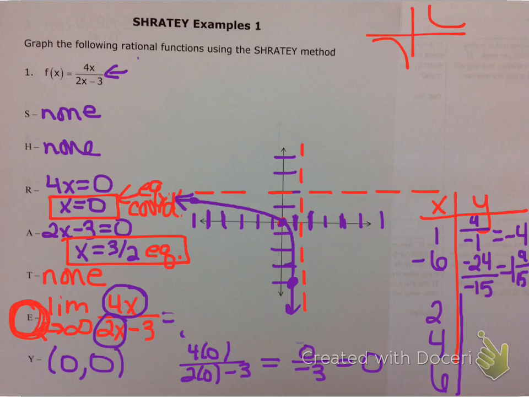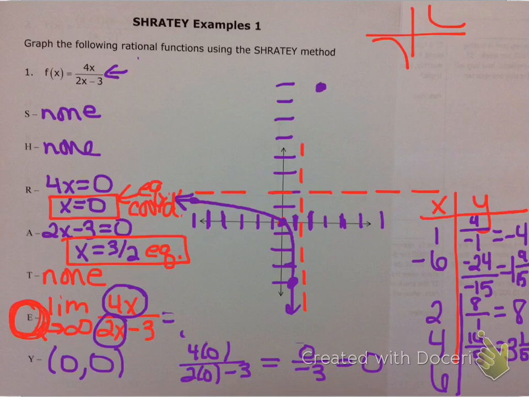Okay, so when I plug 2 into this equation, I get 8 on top, and I get 4 minus 3, so 1 on bottom, so I get a y value of 8. So 2, 8 would be somewhere right around here. Then when I plug in a 4, I get 16 on top, and I get 8 minus 3, which is 5 on bottom. So I get 3 and a fifth.